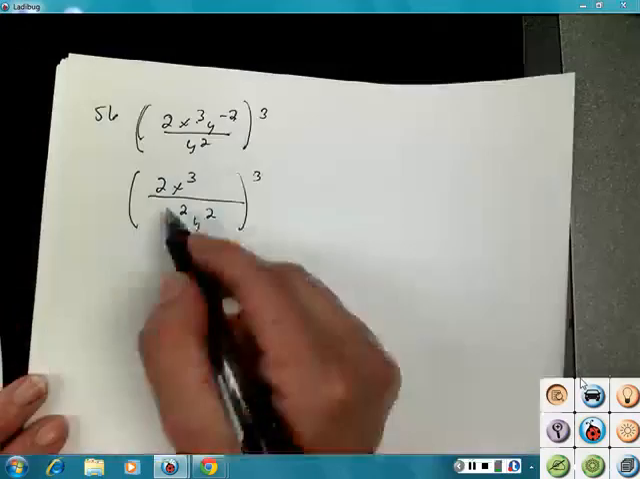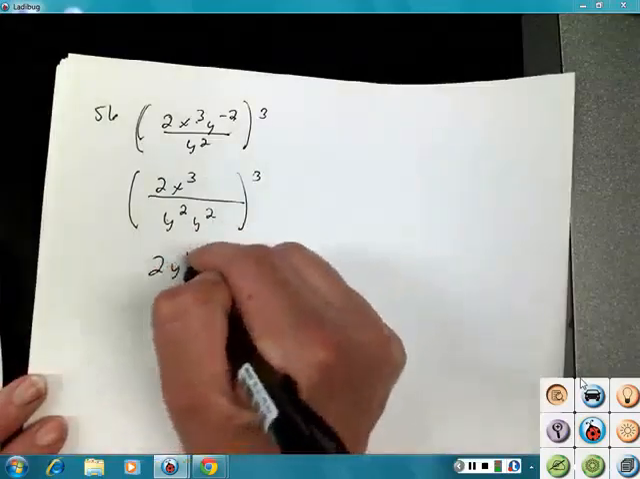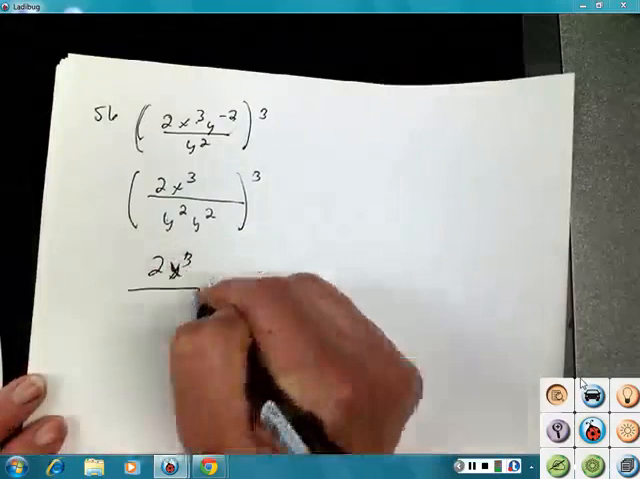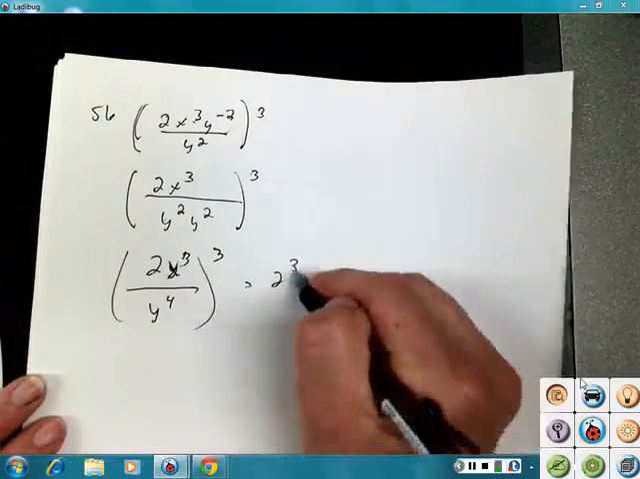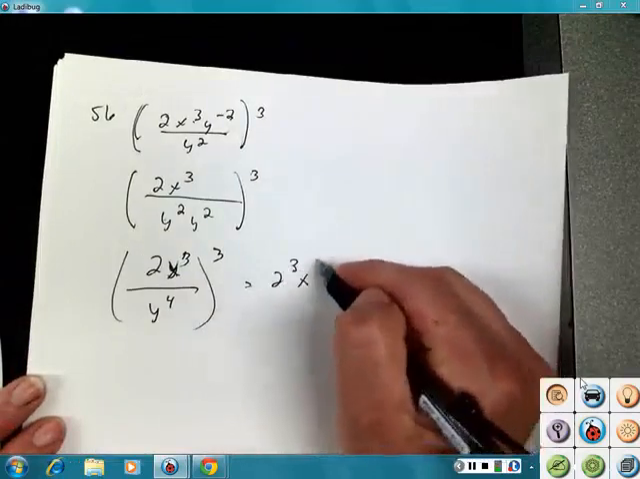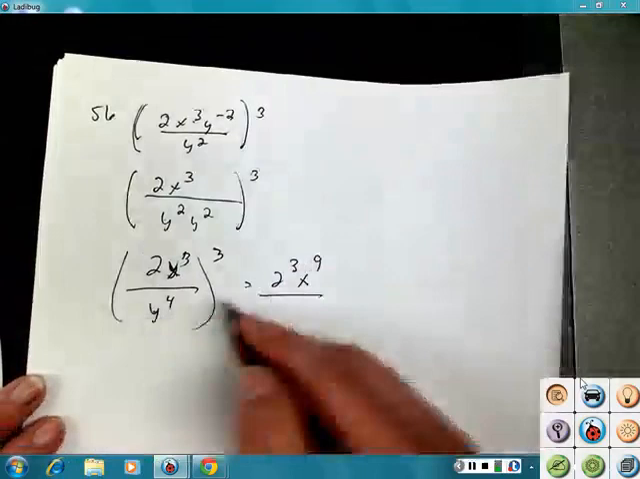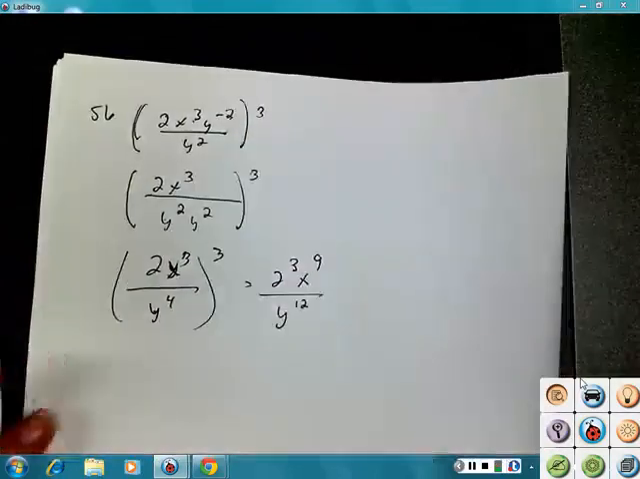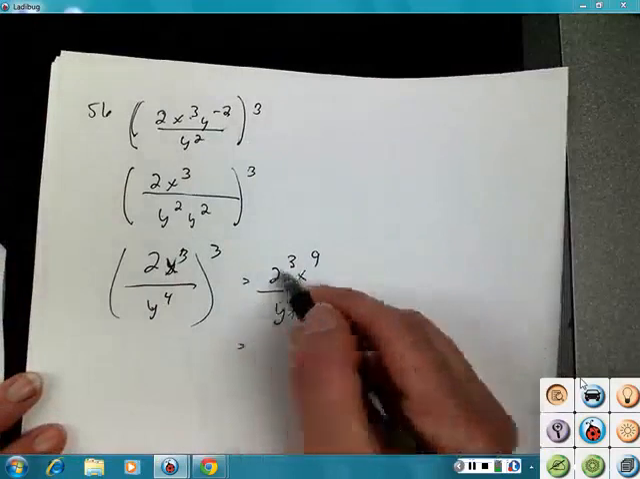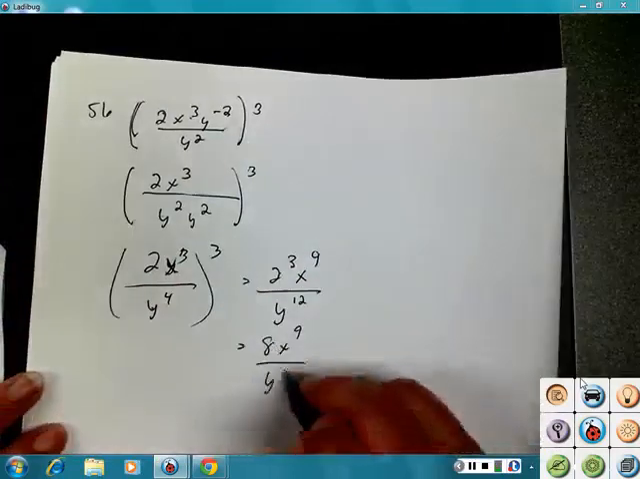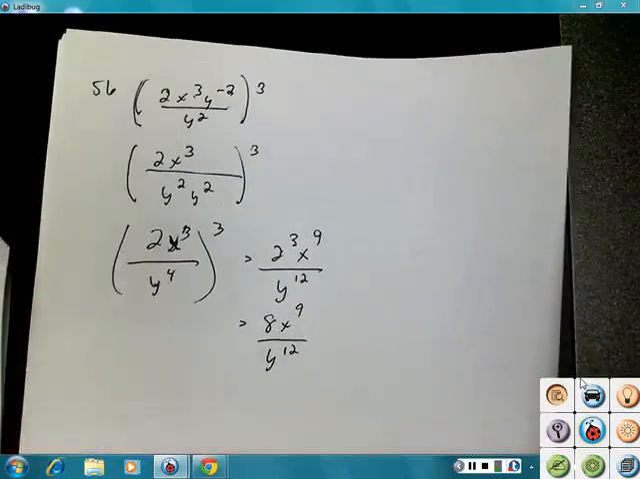Combine them in the bottom, so I have 2x cubed on top and y to the 4th, then everything gets a 3. So 2 gets cubed, the x cubed gets cubed, which becomes x to the 9th, the y to the 4th gets cubed and becomes y to the 12th, and then all I need to do is multiply out my 2. 2 times 2 is 4, times 2 is 8, x to the 9th over y to the 12th. Okay, so get your stuff combined in there together first. Make sure you get stuff put together that you need in there.